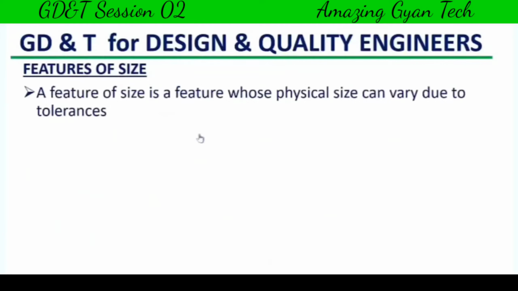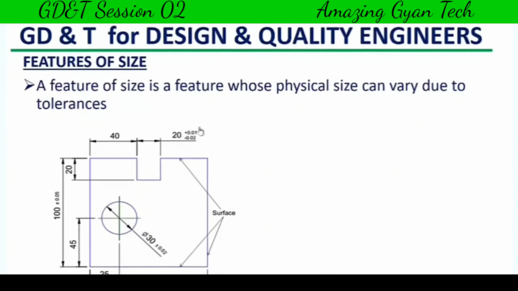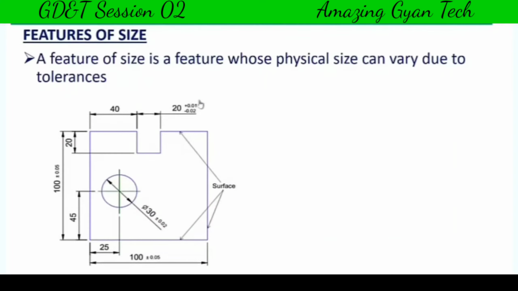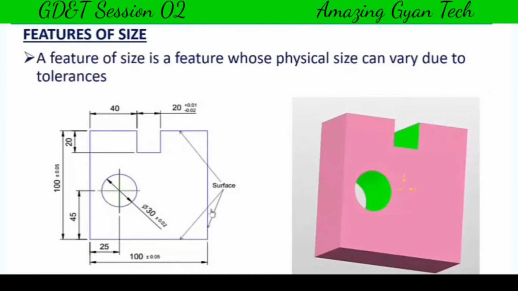Features of size. A feature of size is a feature whose physical size can vary due to the tolerances given in the drawing. If you look at the drawing below, you can see a slot and a hole. The hole has a dimension of dia 30 and a tolerance is given. Similarly, for this slot, they have given 20 millimeters plus tolerance and minus tolerance. You can see the slot and hole in the 3D view also. So we call these features.